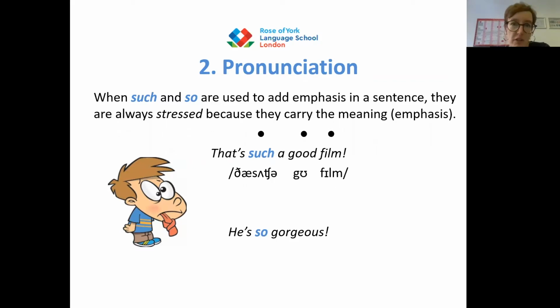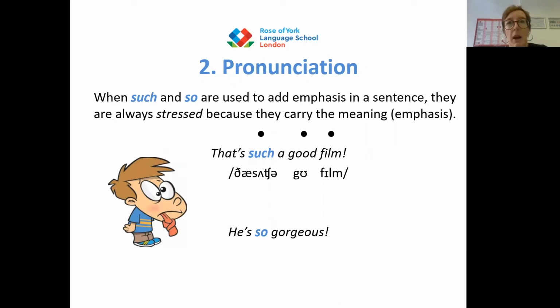He's so gorgeous, or she's so gorgeous. So what happens there? Now, "so" is stressed, so we say "he's so gorgeous." Now you can keep that "so" as long as you like, really, according to how much emphasis you want to add to your sentence. So you can say "he's so gorgeous," or "he's sooo gorgeous." So it could be as short or as long as you like.